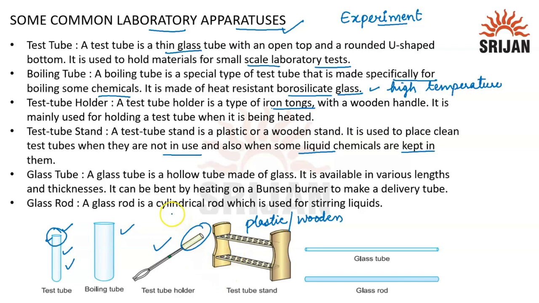Then we have the glass tube. A glass tube is a hollow tube made up of glass. It can be of different lengths and different thickness, and it can be bent by heating on the burner also. Then we have the glass rod. When we are mixing any two liquids or any two chemicals, a rod is required for stirring the liquid. That's why we use a glass rod.